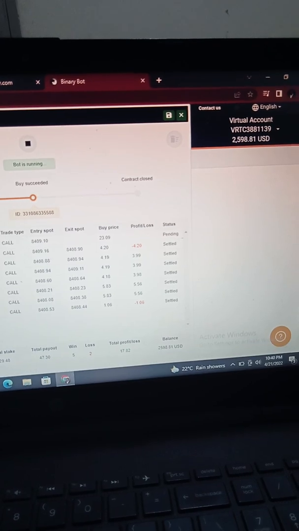Right now, we have gotten another loss. That's another loss, but the bot always recovers. It always recovers right there.